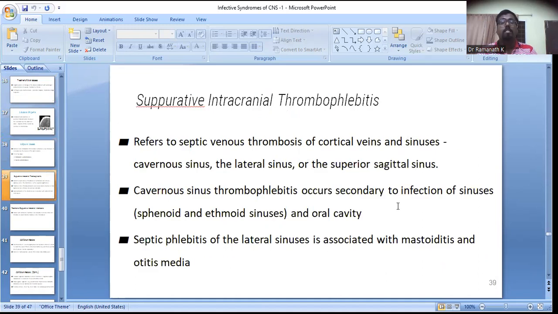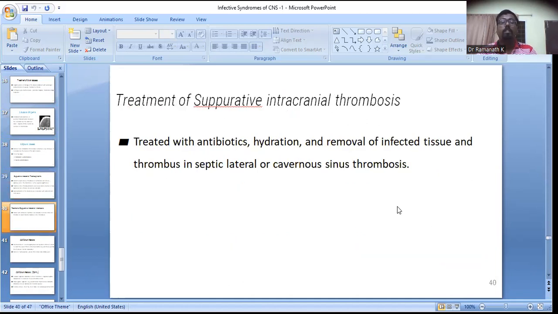Suppurative intracranial thrombophlebitis is another condition, which is mainly associated with septic phlebitis of the lateral sinuses, mastoiditis and otitis media. Treatment of suppurative intracranial thrombophlebitis includes antibiotics, hydration, and removal of infected tissue and thrombus in septic lateral or cavernous sinus thrombosis.